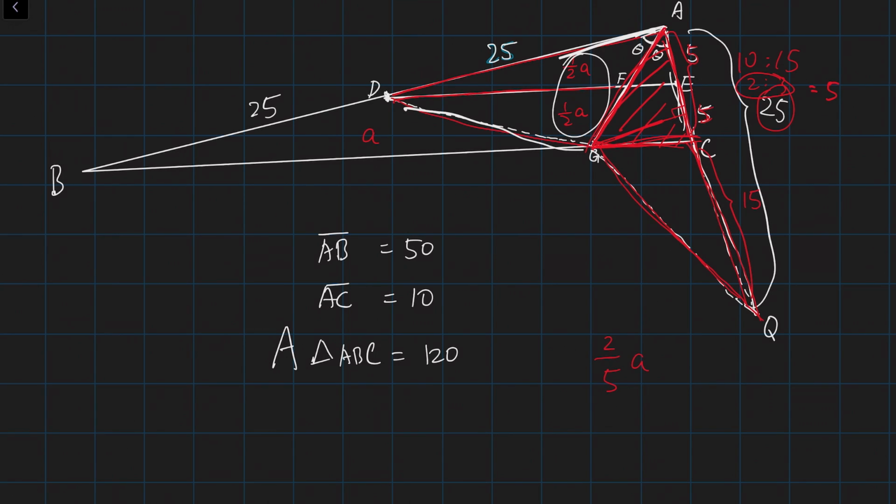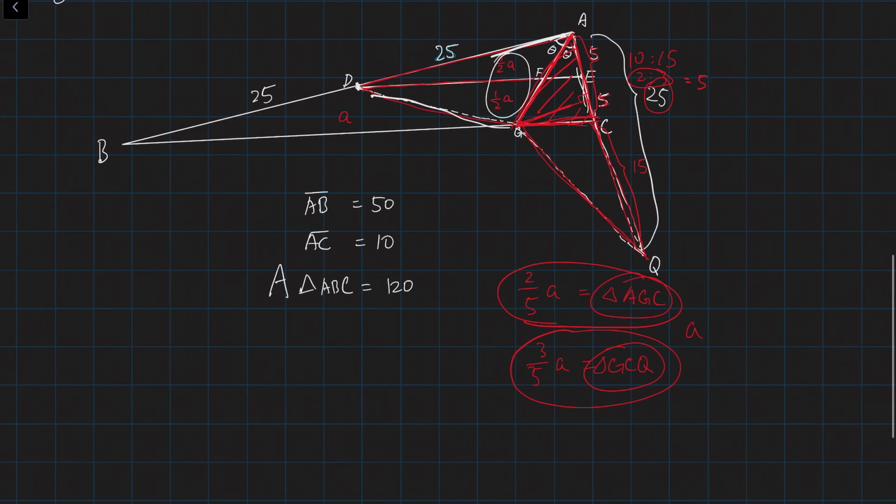So 2 over 5 times A is the area of AGC, because the other one, 3 over 5A, is GCQ. These two triangles together make up 1A, this whole thing. And now we split that into 2 over 5 and then 3 over 5. So right now we have the equality that we wanted.